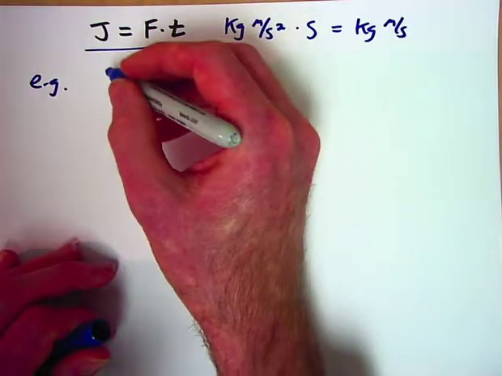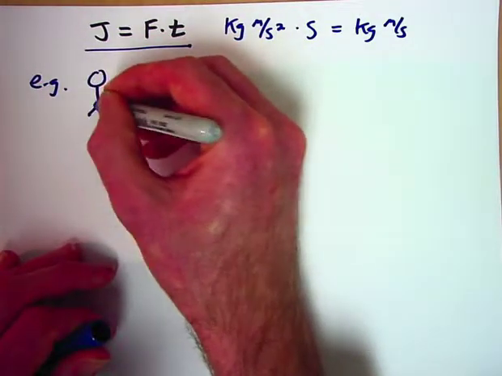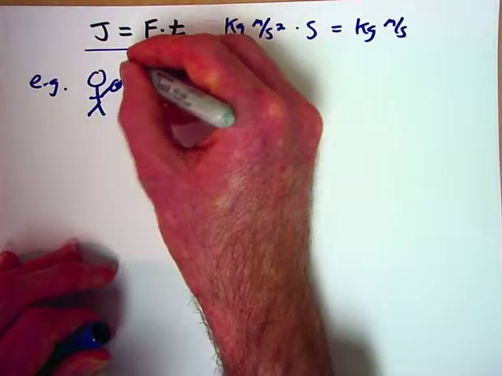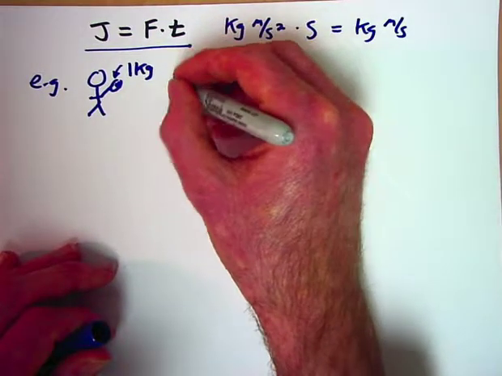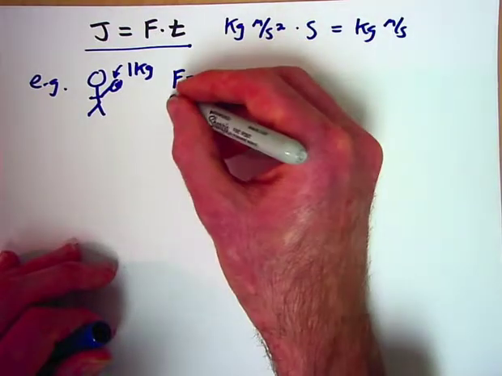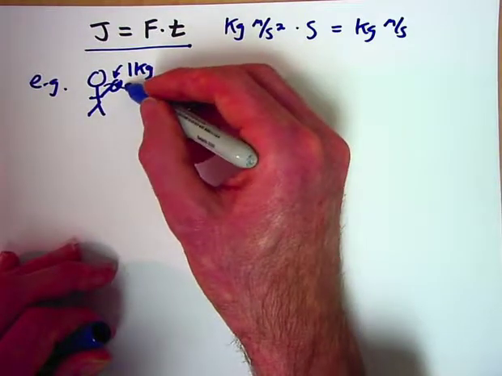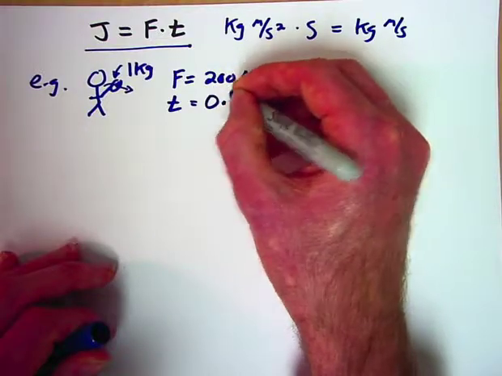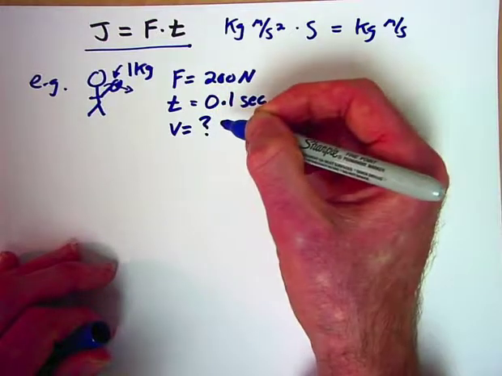A common problem for this type of impulse problem is to throw a ball. So here's my guy throwing a ball. Make it a really heavy ball just to make the numbers work out well. It's a 1 kilogram ball. And let's say he puts a force on the ball of 200 newtons. The time it's in contact with his hand, as he's throwing the ball that way, is usually pretty short. Let's just call it 0.1 seconds. What I want to do here is figure out how fast the ball is going.